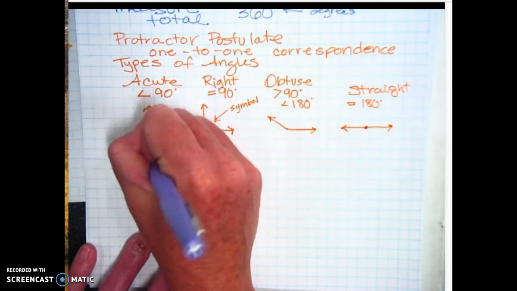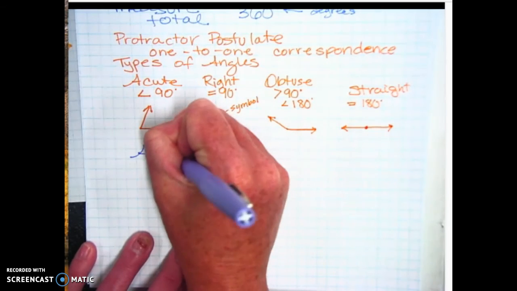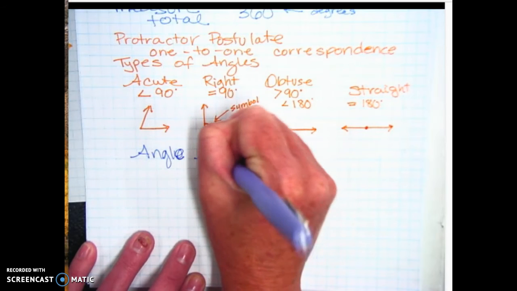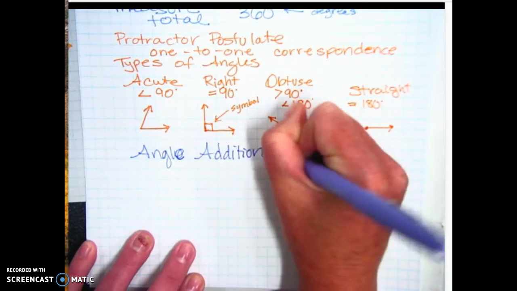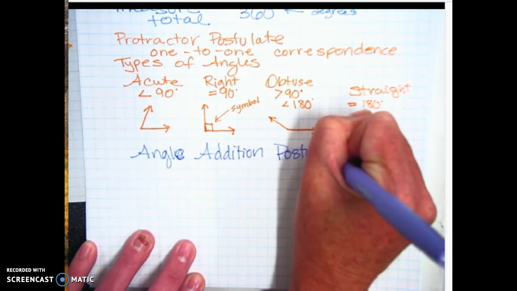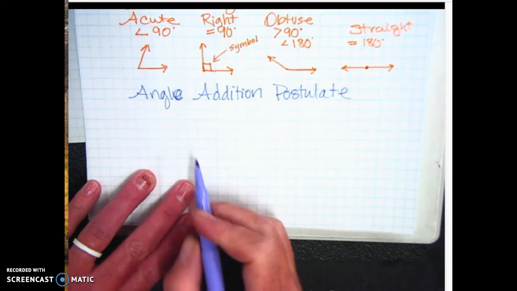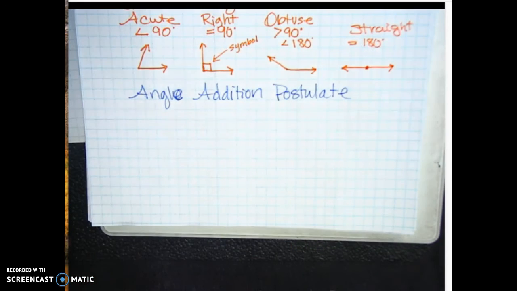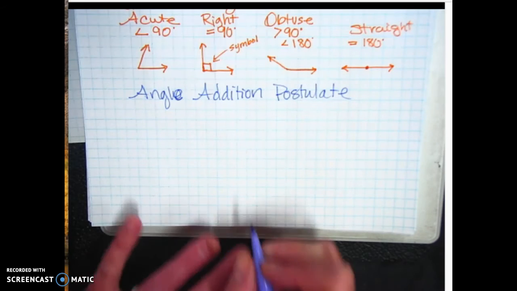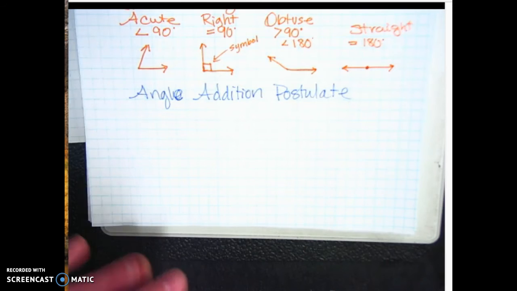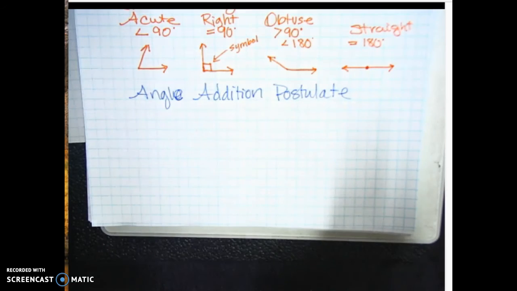The next topic is the angle addition postulate. So the angle addition postulate is kind of like the segment addition postulate, right? Remember when you take one part of a segment plus the other part of the segment, you add them together, it equals the whole thing. So the angle addition postulate is going to be the same way. You're going to take one angle, add another angle, and it's going to equal the whole thing.